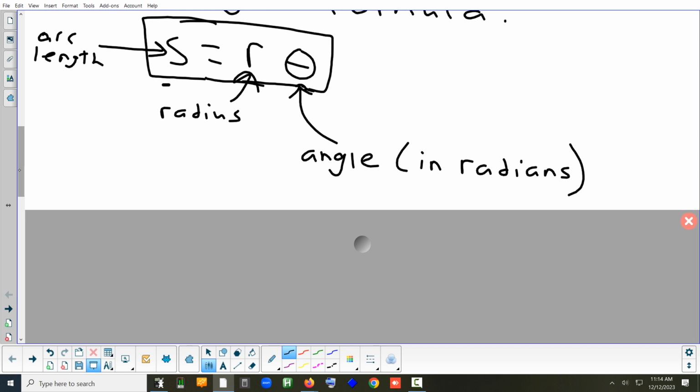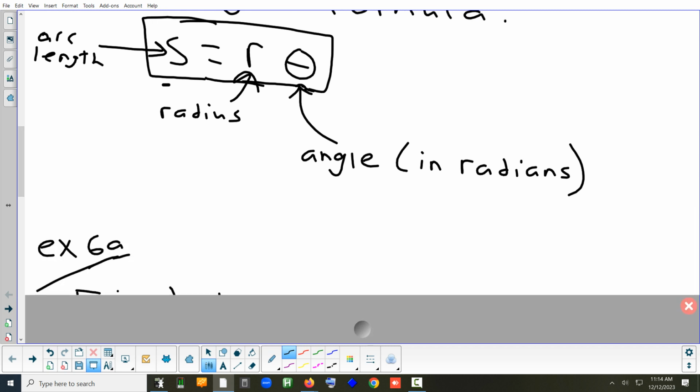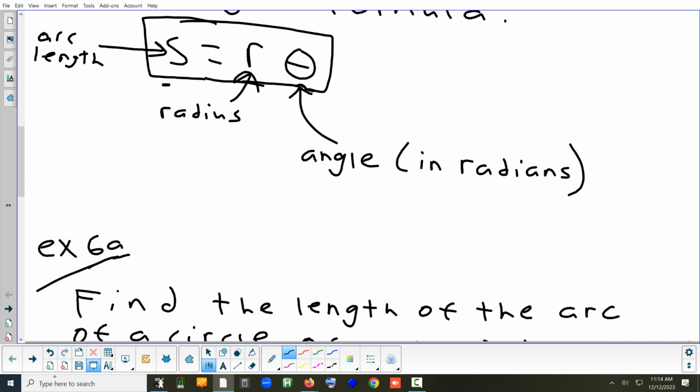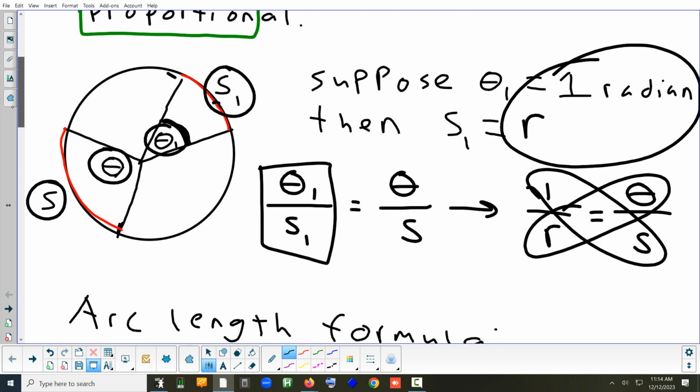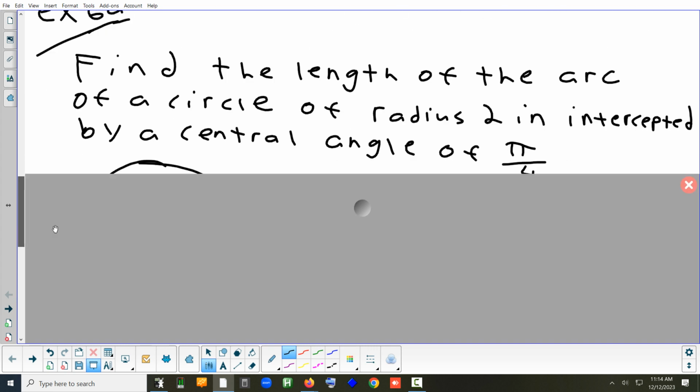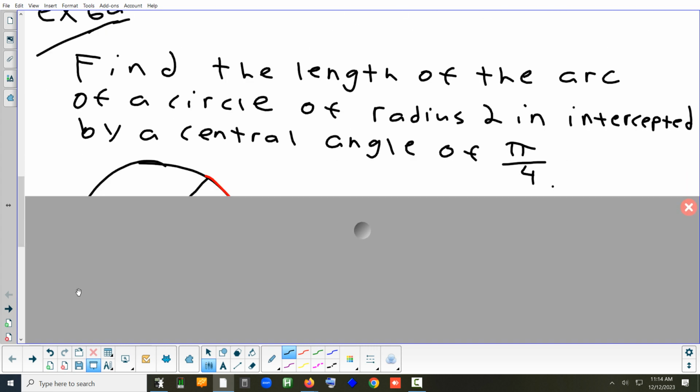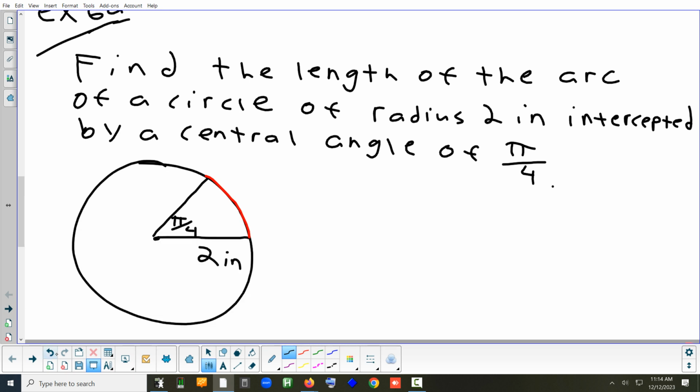Does everyone have the formula? So I'm just continuing. I think I left off with example 5 yesterday, so I just continued with 6. Find the length of the arc. If you have a circle with a radius of 2, and the angle that's making the arc is pi over 4. They can give you the problem as a sentence. They could also give it to you as a picture, or they could do both. So you are finding this part in red, right there.